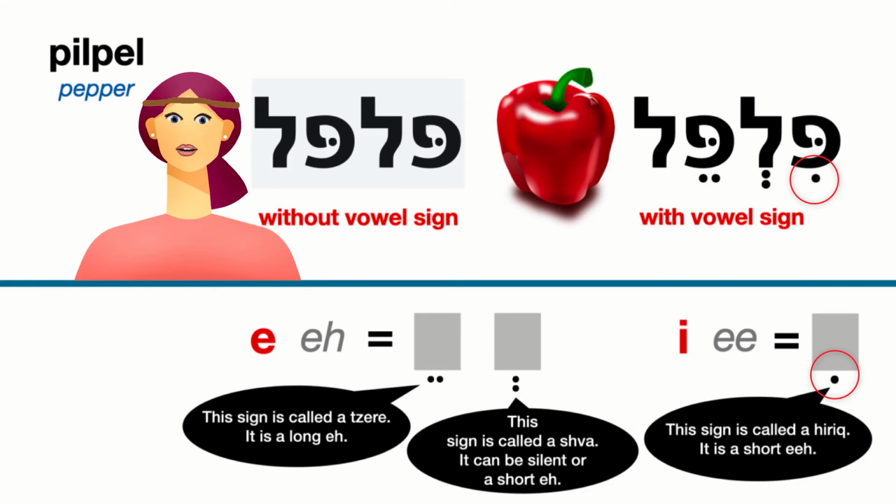We find it under the first letter Pe. Next, we see a Shva. Shva can be silent, or adopt the sound of a short A. In this case, it is silent. Then, we see that under the second letter Pe is the nikud sign called Tzere. It tells us to pronounce a long E sound, as in the E of egg. So we pronounce this word as pilpel.